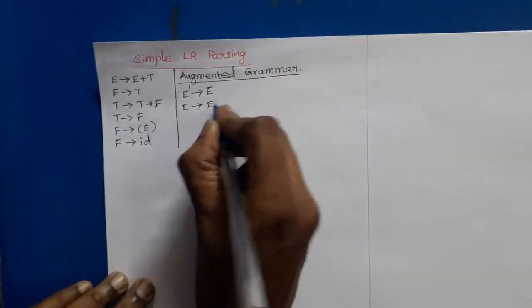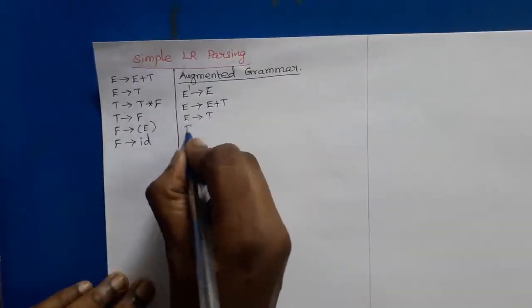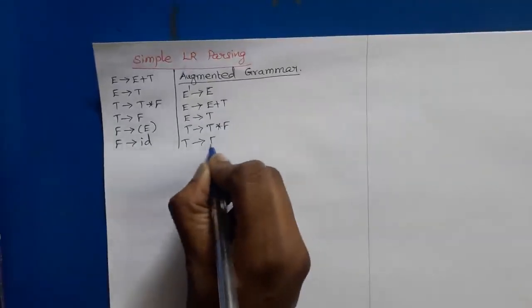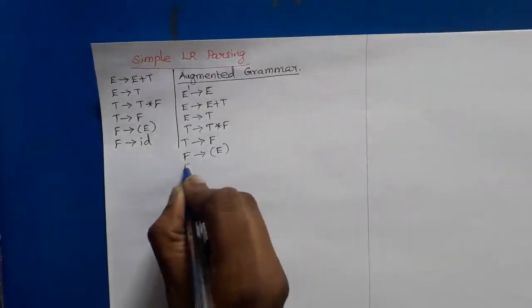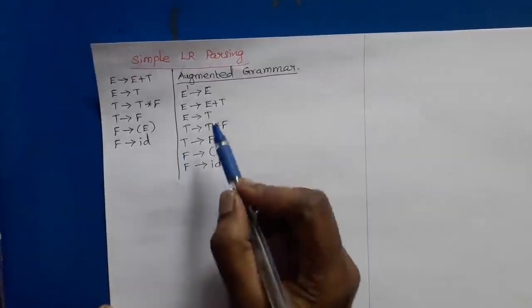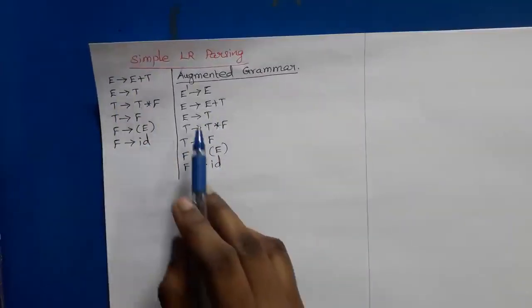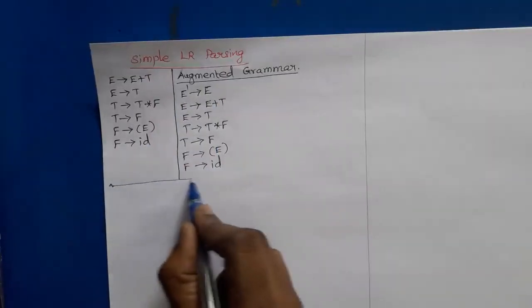So E tends to E plus T, E tends to T, T tends to T star F, T tends to F, F tends to open E close, and F tends to ID. So these are all the productions in the augmented grammar, all the productions of the given grammar including E dash tends to E. So this is the first step.